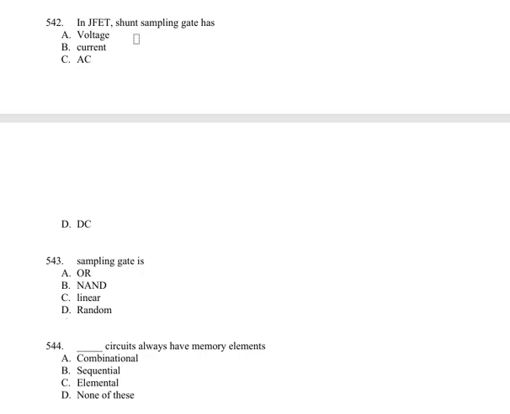In a JFET, shunt sampling rate has current sampling gate is a linear. The answer is C.